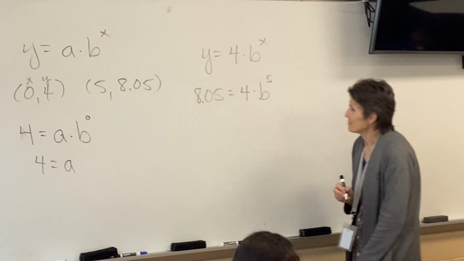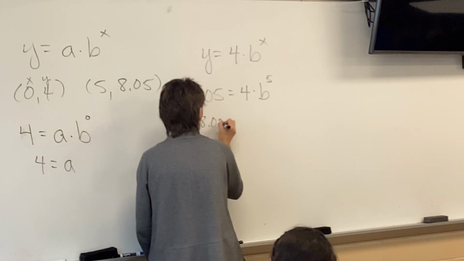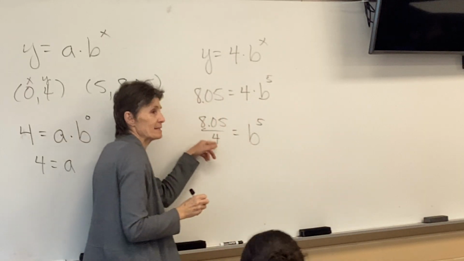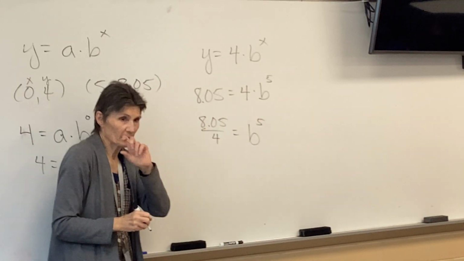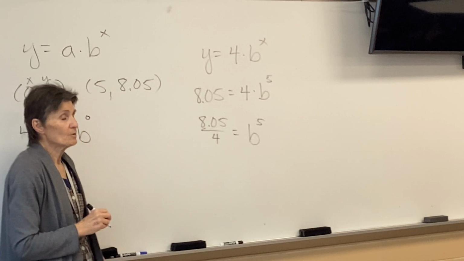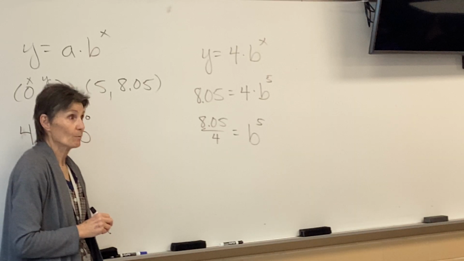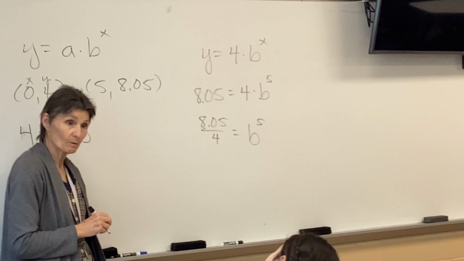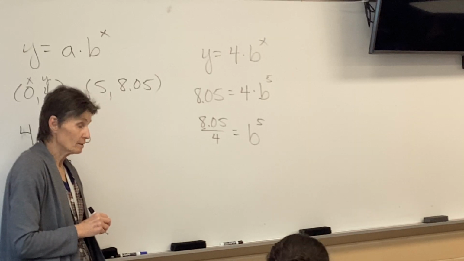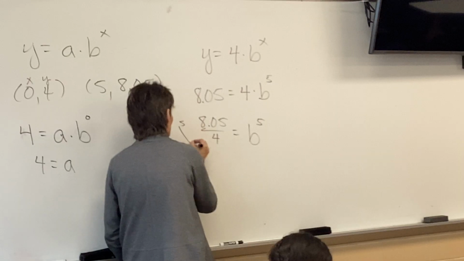Okay, so we'll divide by 4. I know that'll be some decimal, but I'm not going to type it in. What do I need to do now? Get rid of that 5, and how do we get rid of that 5? With a radical. But it's not a square root, it is a fifth root.